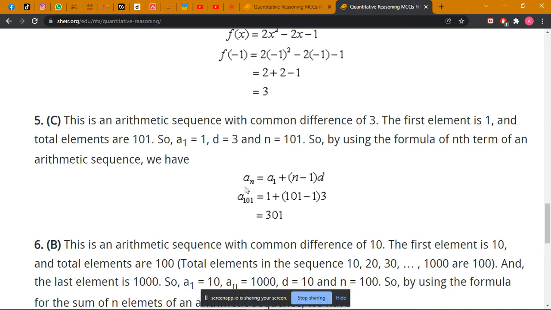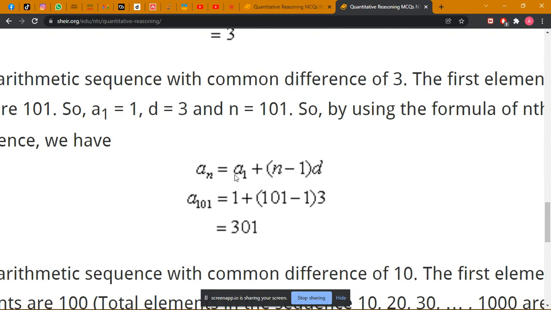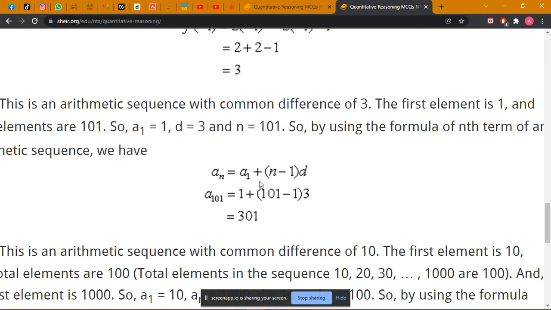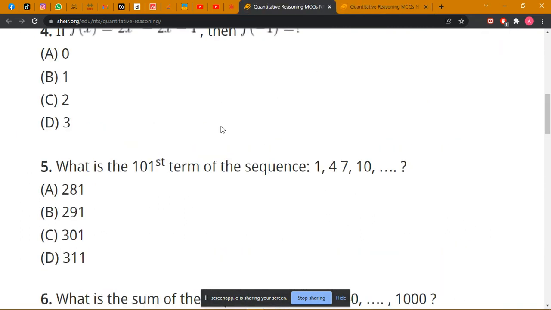So just apply this formula and put the values. Here a1 means the first value is 1. So you put 1 plus n, where n is what the question is asking about, we have to calculate the 101st term. So we put 101, and the formula goes 101 minus 1, and the difference is 3. 1, 4, 7, 10. The difference is 3. By calculating this, we get 301. So the answer would be 301. The answer is C. So move on to the next MCQ.